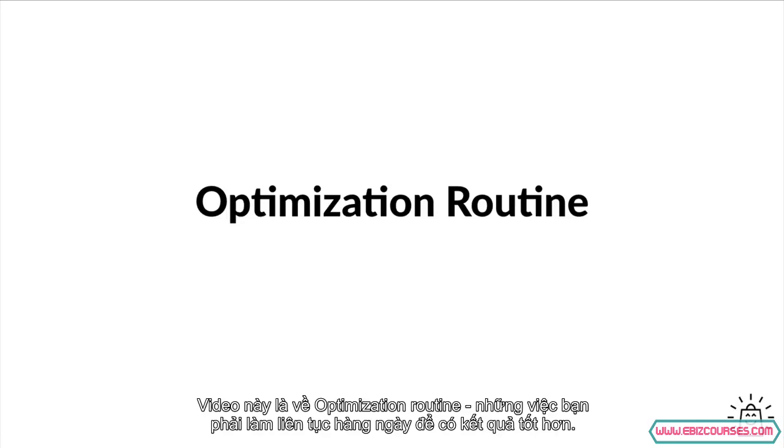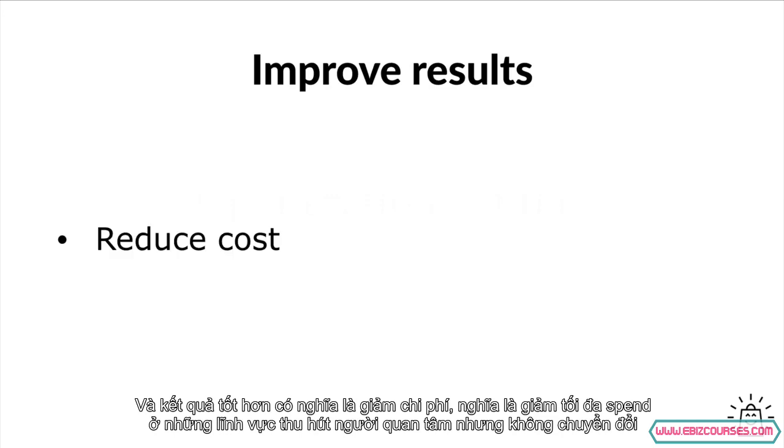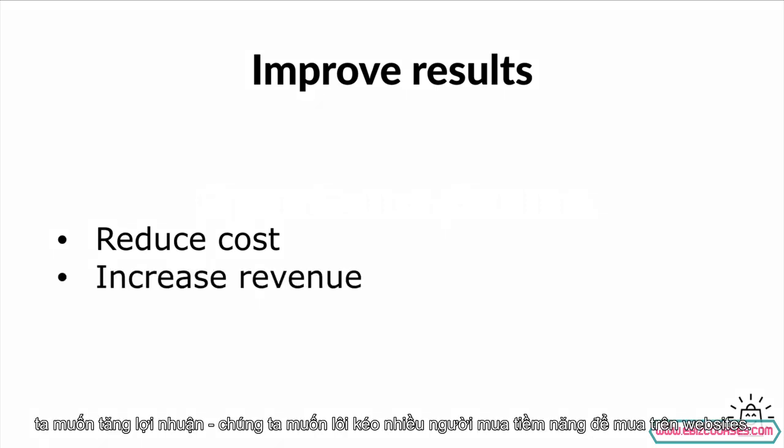In this lesson, we're going to take a look at your optimization routine. What are the things you need to do on an ongoing basis to get better results? And to get better results simply means reduce costs. We want to minimize our spend in the areas that are only attracting visitors that won't convert. And we want to increase our revenue. We want to get more potential buyers to our website.